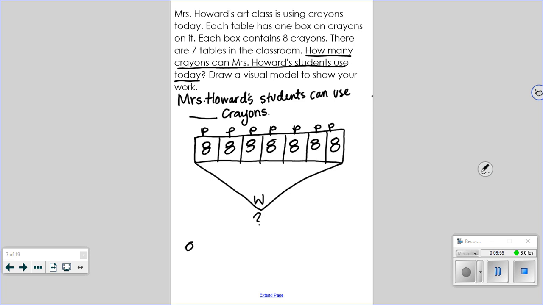How many 8s are you doing? 7. Very good. 4, 5, 6, 7. And then what? I like to put a box. Equals something. That's a really big equation.